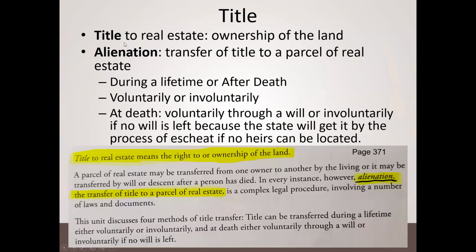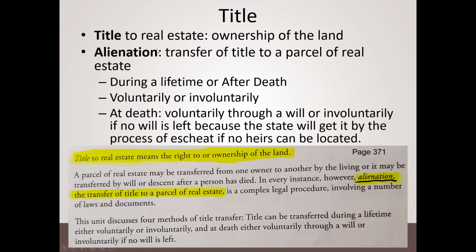So title to real estate just means ownership of the land, because title is just another word that means ownership. And alienation is a transfer of ownership or transfer of property. But in this instance, we're looking at alienation as the transfer of the ownership to that parcel of real estate. And this could be done during one's lifetime or after their death. And it could be done voluntarily or involuntarily.